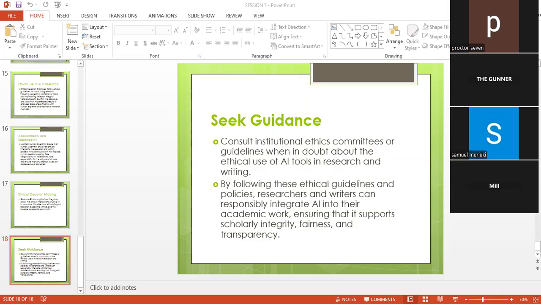UCU 104 capital A. Yeah, some people have already signed. That's very good. Some people have already signed.